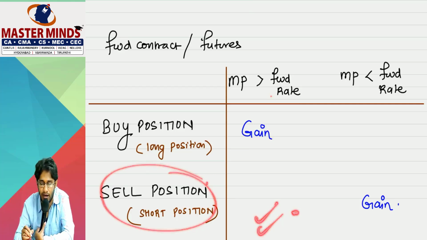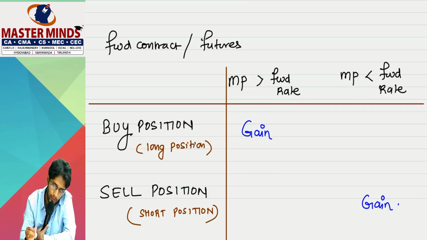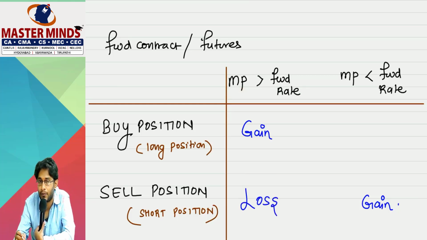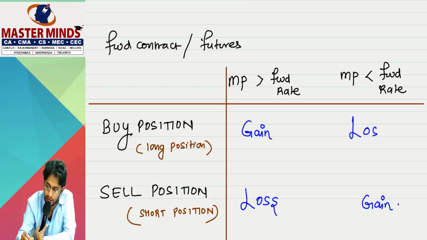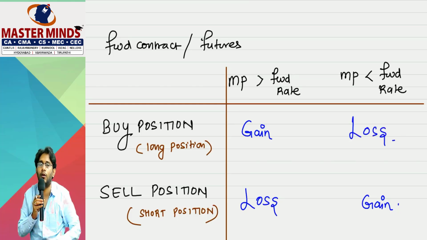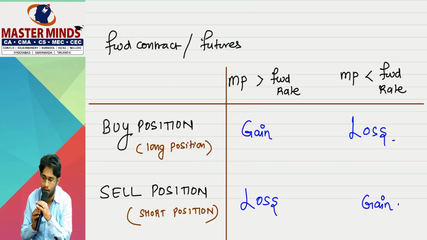Sell position, the next case. I agreed to sell at the forward rate, but the market rate is higher than that. So I am selling at a lower rate effectively. If I am selling at a lower rate, good or bad? Bad. This is a loss. The last case, I agreed to buy at the forward rate, but the market price is lower than that. That means I am effectively buying at a higher rate. Buying at a higher rate is bad. Therefore, this is a loss. Let it be forward, let it be futures, the rules of gain or loss are not going to change. Are we clear here? Okay.